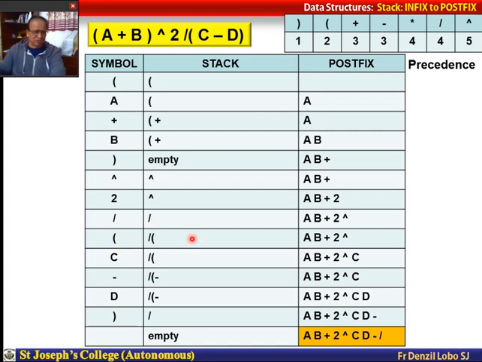Then you have the left parenthesis, which always goes onto the stack. C goes onto the postfix, and minus naturally goes onto the stack. D is inserted into the postfix. I get the right parenthesis. I pop that minus till I come to the left parenthesis. You are left with only divided by, and you have come to the end of the expression, and there is one operator. You pop that operator and the stack becomes empty. So this is how you have converted an infix notation into postfix notation.